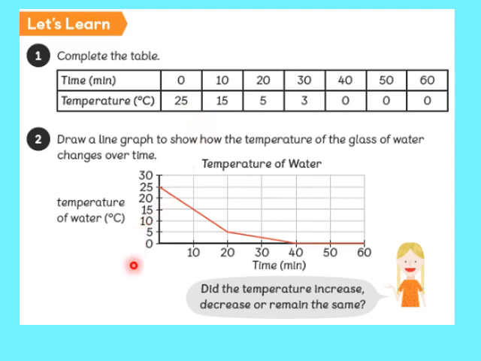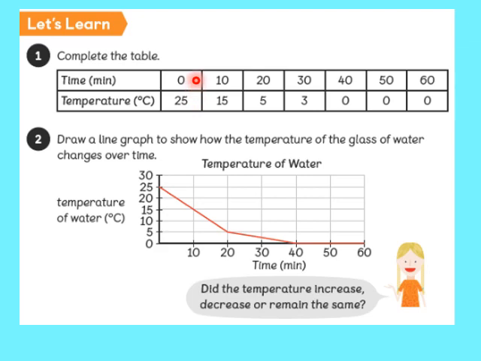Let's have a look at how it's been organised. Well, along the bottom on our x-axis, we can see that the time is shown in minutes at every 10 minutes. So we have 10 minutes, 20 minutes, 30 minutes, 40 minutes, and so on, with an equal amount of space between. And on our y-axis, going up here, we have the temperature of the water in degrees, and it goes up in fives. So that's 5 degrees, 10 degrees, 15 degrees, 20 degrees, 25 degrees, and up to 30 degrees.